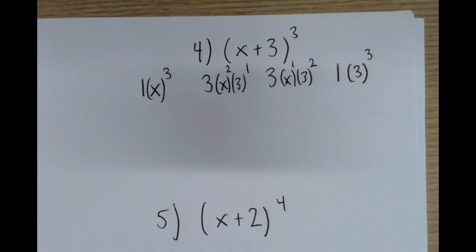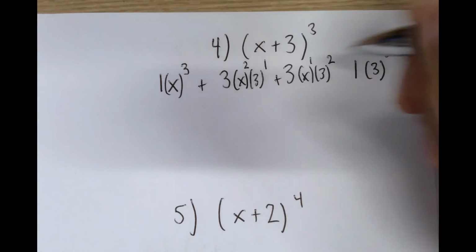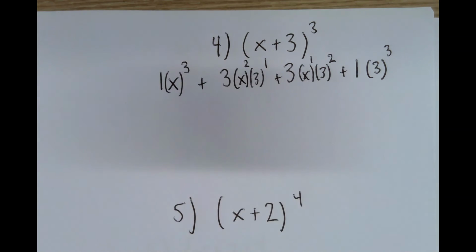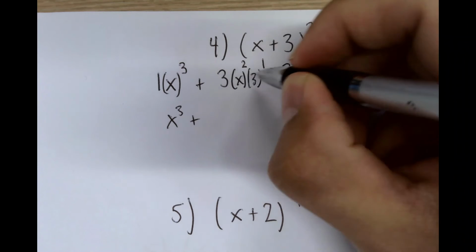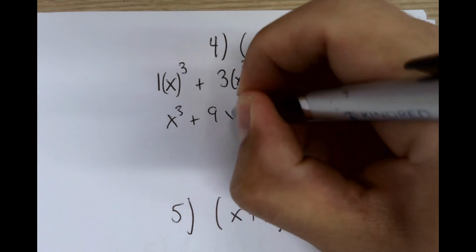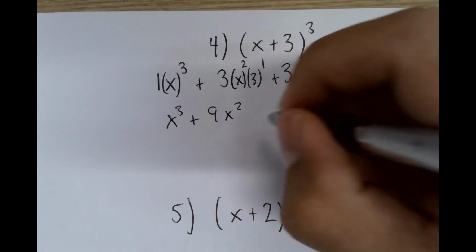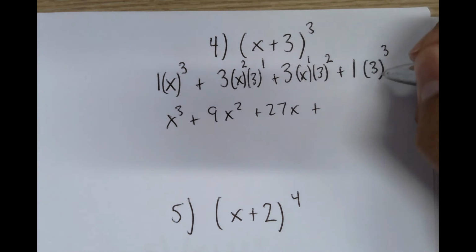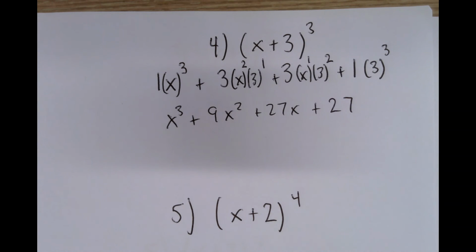So now we can expand it. You can see that there's a plus sign, so we're just always going to put plus here. If there is a negative, we're going to put it in with the term itself. Okay, so now we have x to the third plus, and this would be 3 times 3, which is 9x squared. This would be 3 times 3 times 3, which is 27x, plus, and then 3 to the third power is 27, and we have expanded it.